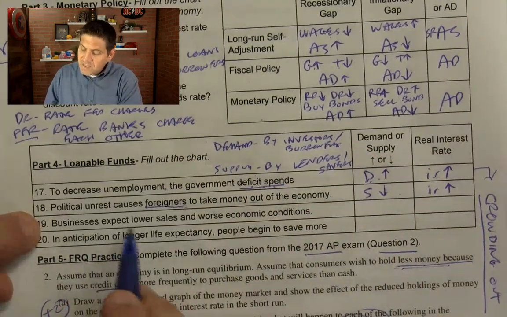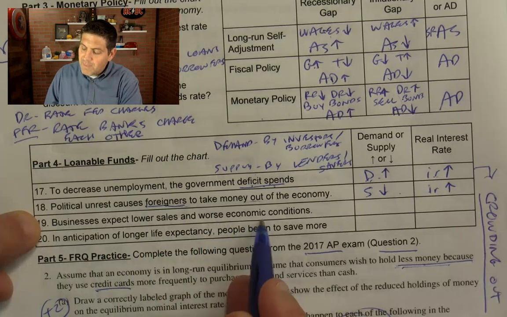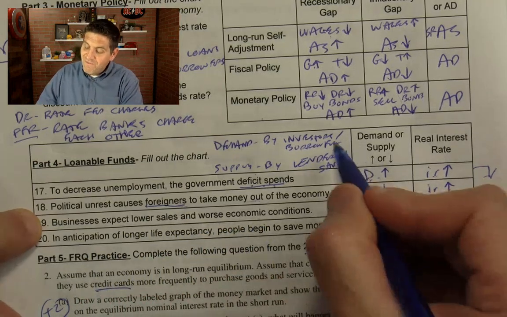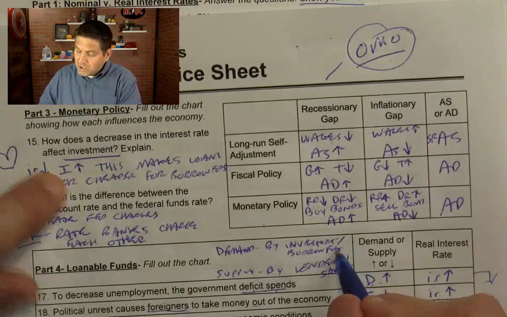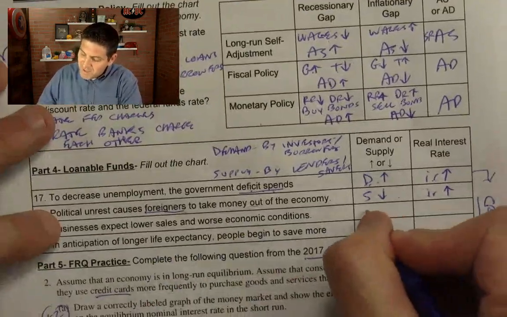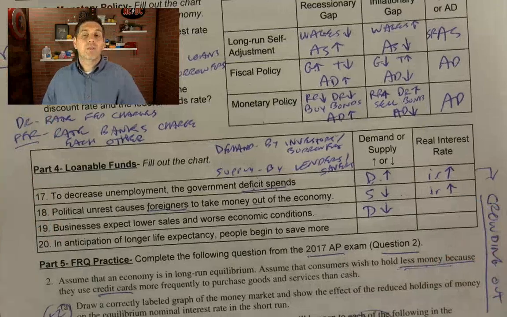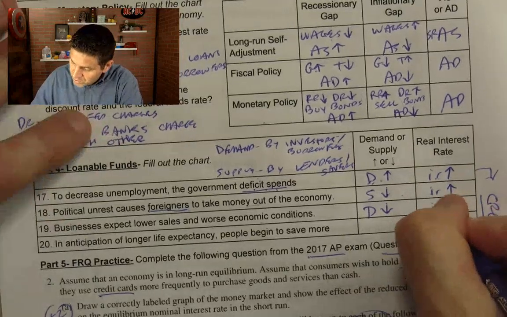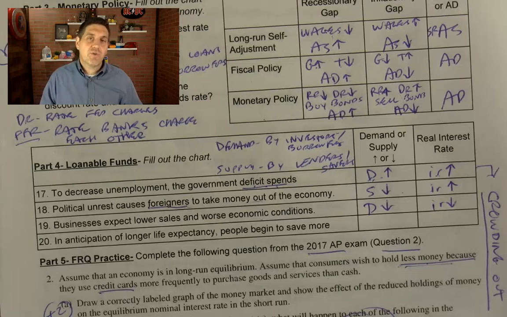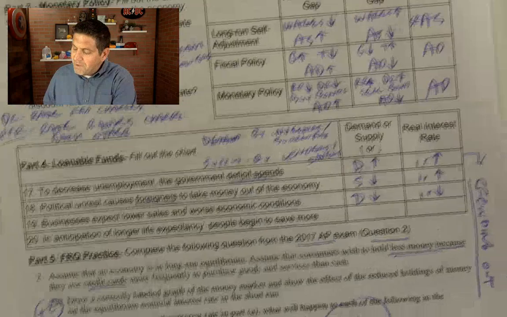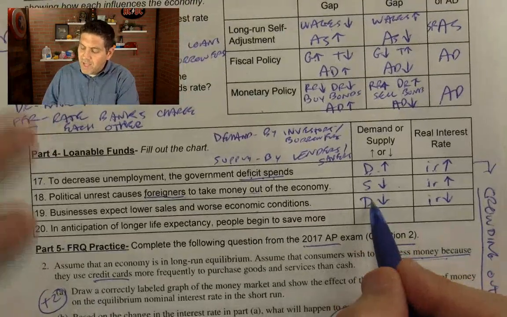All right, businesses expect lower sales and worse economic conditions. All right, remember, investing is businesses taking out loans, which we said kind of earlier. So this means less investment, which is a decrease in borrowing. So less borrowing, this is going to cause interest rates to go down. Lower, real interest rates would fall. It also would affect lenders. I agree with that, but for now, let's just focus on one demand or supply shift.